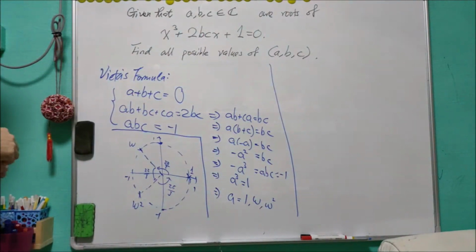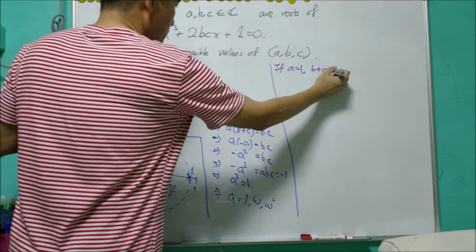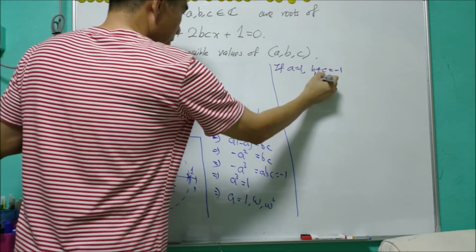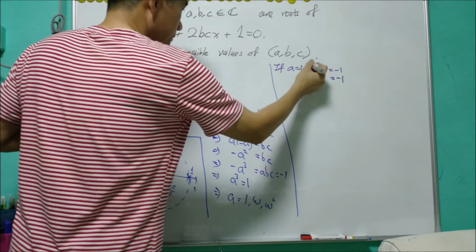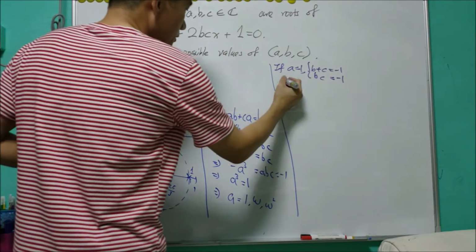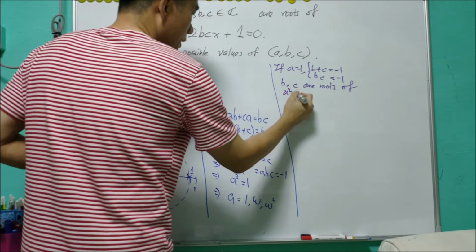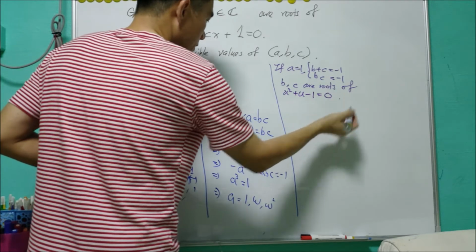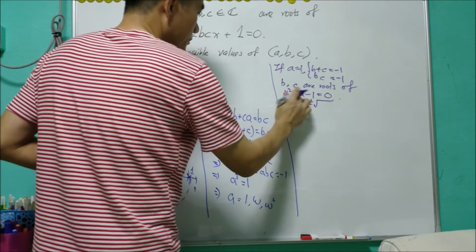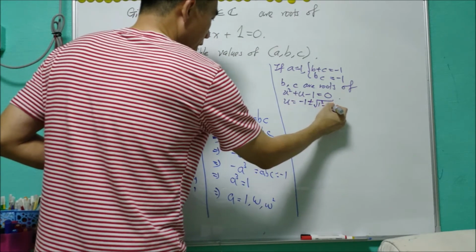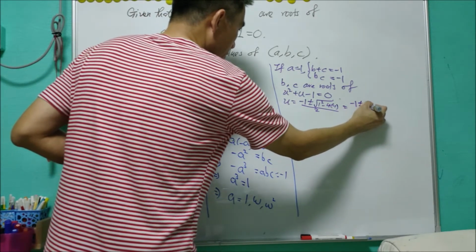So now we are going to consider each of the cases here. If a equals 1, b plus c will equal -1, and bc will also equal -1. And therefore, b and c are roots of u squared plus u minus 1 equals 0. And u is equal to -1 plus minus square root of b squared minus 4ac over 2a. So this will be -1 plus minus square root of 5 over 2.